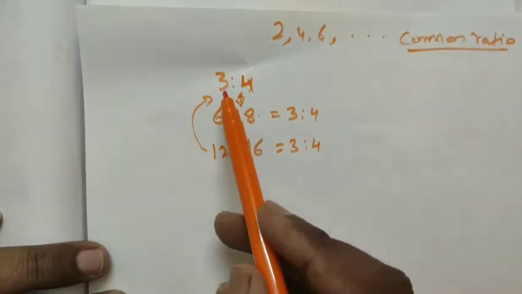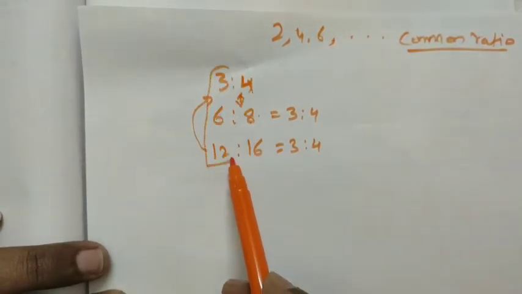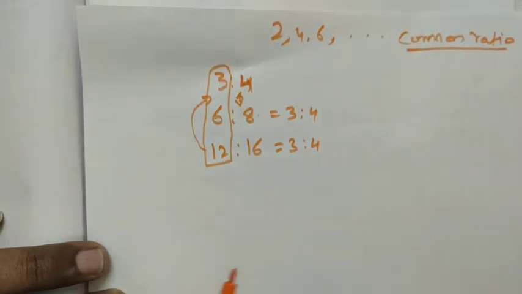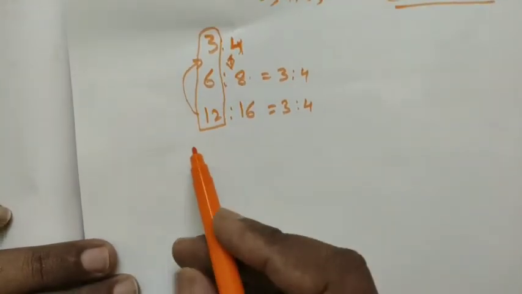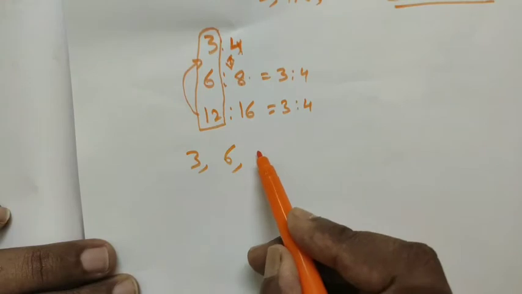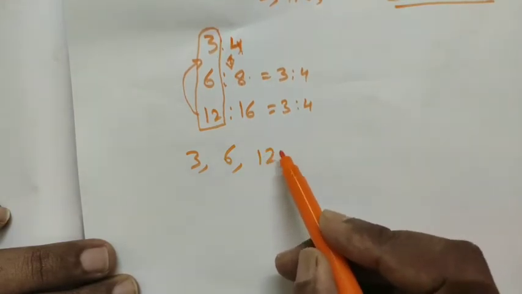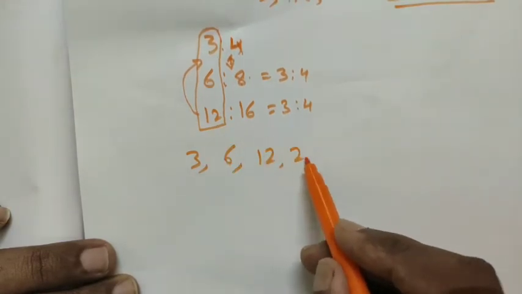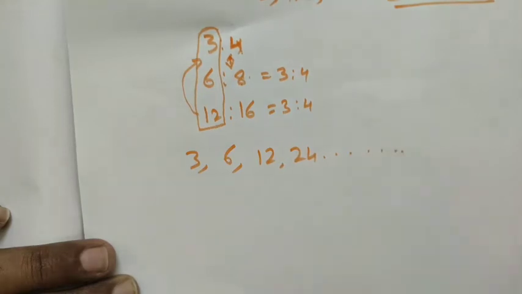So I take this only, right? I take the first term. With the first term I form a sequence, right? Like this: 3, 6, 12, and then the next term will be multiplied by 2, which means 24. It goes on like this, right?